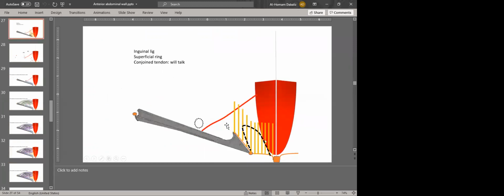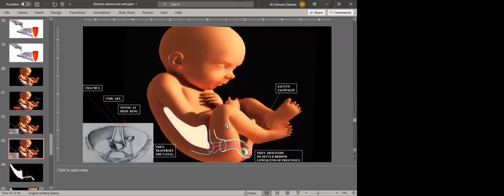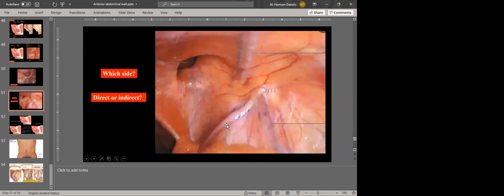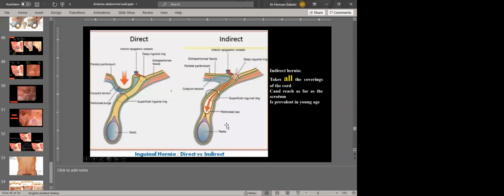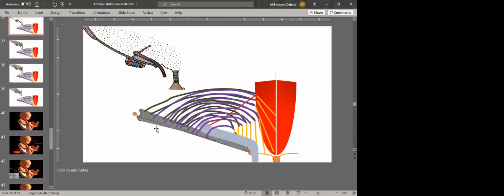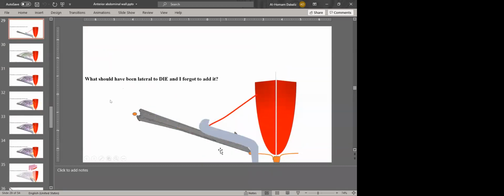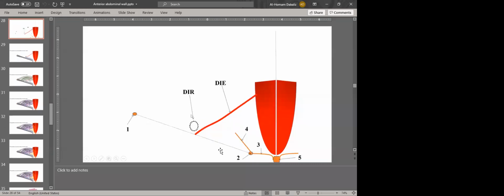Okay, now we're talking about the inguinal canal, or whatever you want to call it. And this is a whole different mess. Now, why do we talk about it? Let's start really simple. We're talking about the anterior abdominal wall. Why do we want to talk about our inguinal area? Why are we talking about the scrotum in the anterior abdominal wall? Does it make sense? It does.